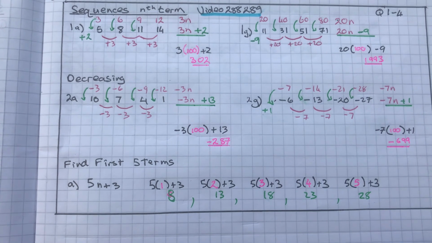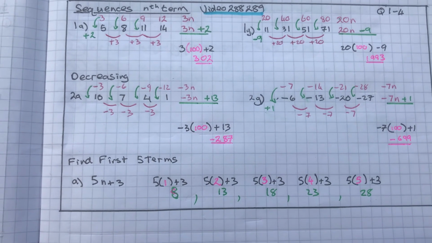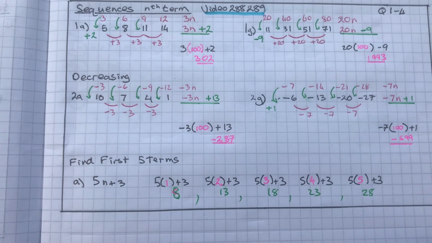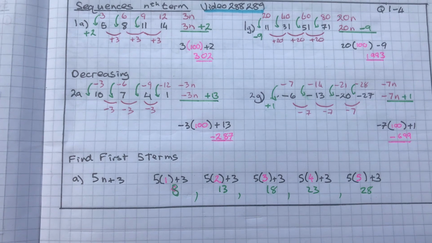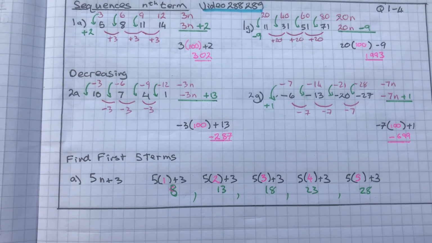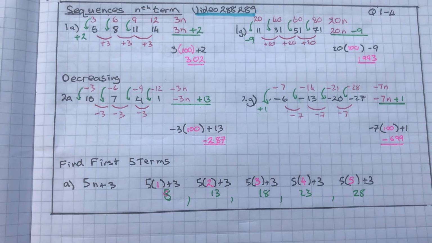For the last little section, you're asked to find the first 5 terms of a sequence. 5n plus 3 is 3 more than my 5 times table. So I've substituted in the numbers 1, 2, 3, 4 and 5 and found that the sequence is 8, 13, 18, 23 and 28.